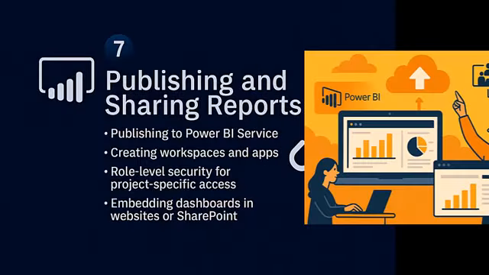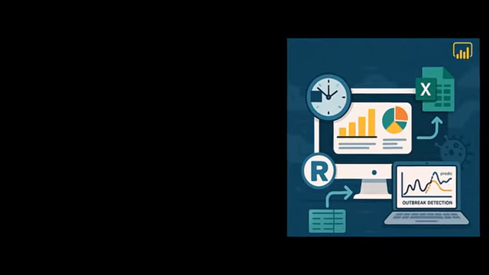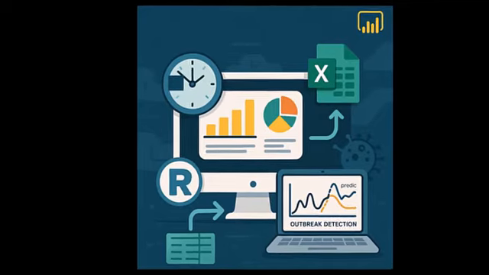Module 7 is all about publishing and sharing your work. You'll learn how to publish reports to the Power BI service, create workspaces and apps, set up role security for project-specific access, and embed dashboards into websites or SharePoint. In Module 8, we'll explore automation and integration. You'll set up scheduled data refreshes, integrate Power BI with Excel, and use R for advanced analytics. We'll build a predictive model for outbreak detection.